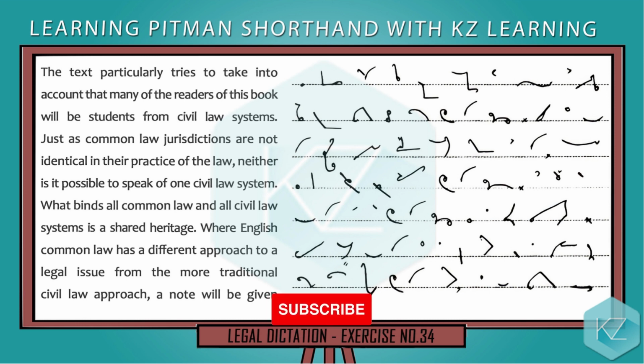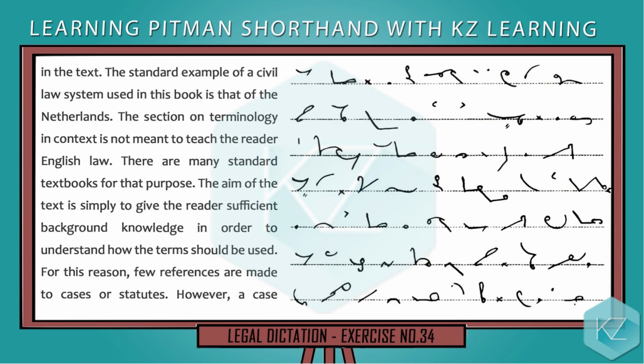Where English common law has a different approach to a legal issue from the more traditional civil law approach, a note will be given in the text. The standard example of a civil law system used in this book is that of the Netherlands. The section on terminology in context is not meant to teach the reader English law. There are many standard textbooks for that purpose.